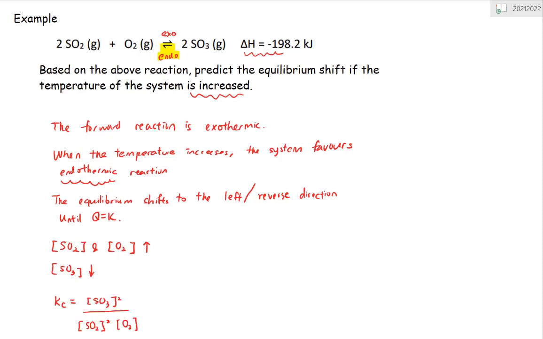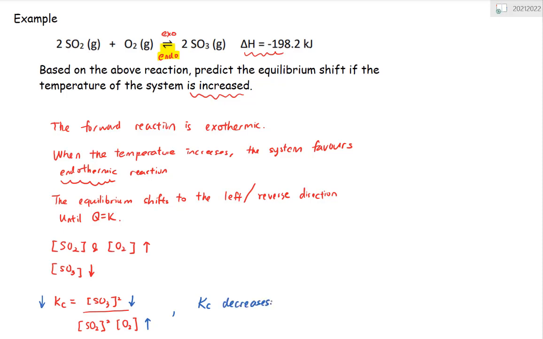And our last step, using your Kc expression. The concentrations of SO2 and O2 are increasing, and the concentration of SO3 is decreasing. Therefore, the value of our Kc decreases. Very important: even though the question didn't ask for the value of Kc, remember that these 5 steps are all your explanation. So Kc decreases.